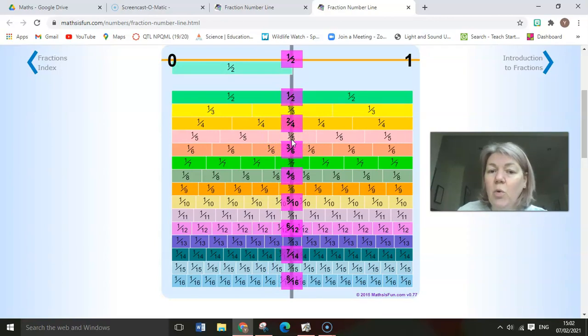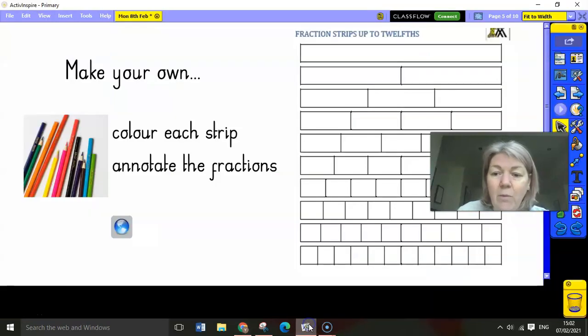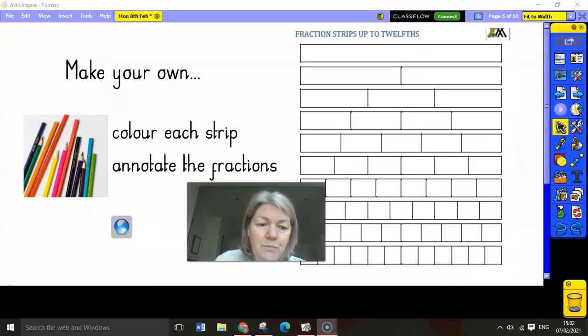We can see 2 quarters, 3 sixths, 4 eighths, 5 tenths, 6 twelfths, 7 14ths and 8 16ths are all equivalent fractions to 1 half. So that's another resource that you can use if you can't print it off today. But have a go at making your own if you can.